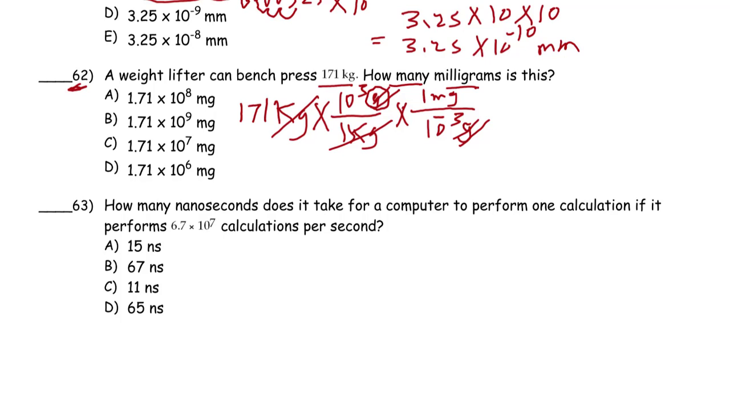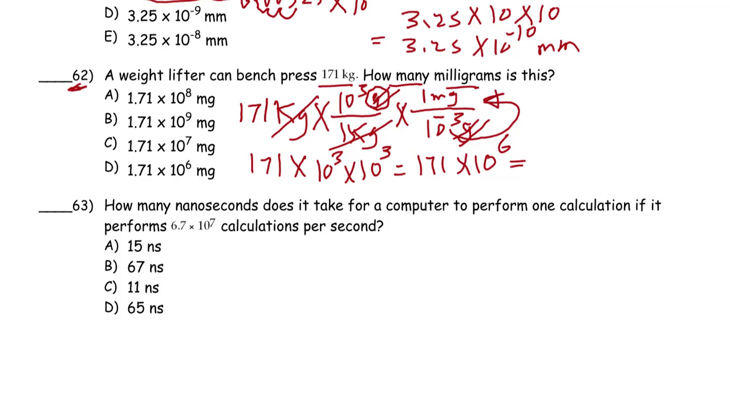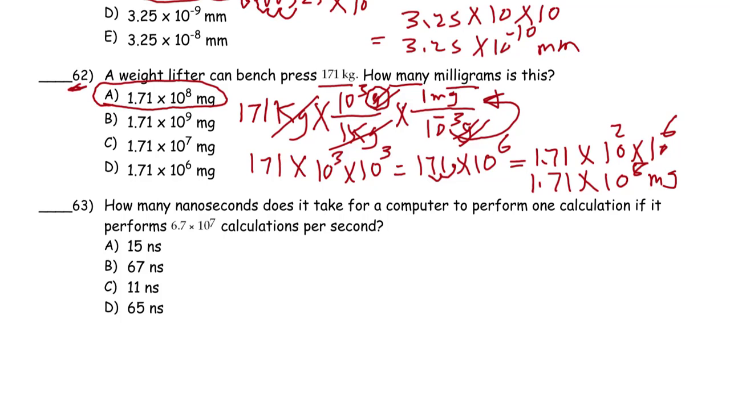Now we have 171 times 10 power 3 times 10 power. This 10 power negative 3 goes up, becomes 10 power 3. So 171 times 10 power 6. Let's write it in scientific notation. We assume a decimal point here, move it 1, 2. So 1.71 times 10 power 2 times 10 power 6. So the answer is 1.71 times 10 power 8 milligram. The right answer will be letter A.